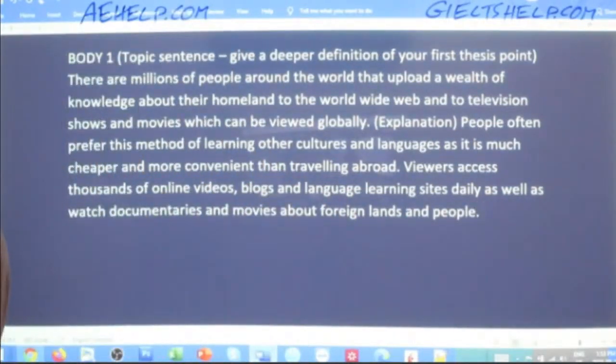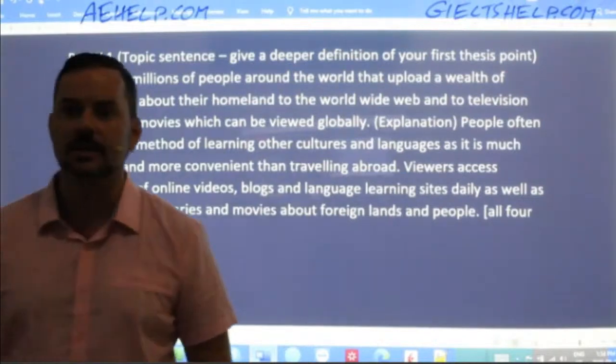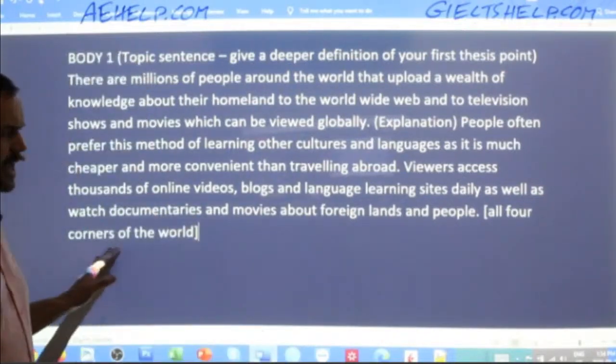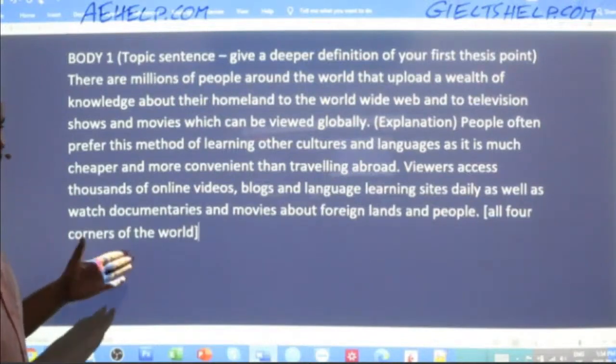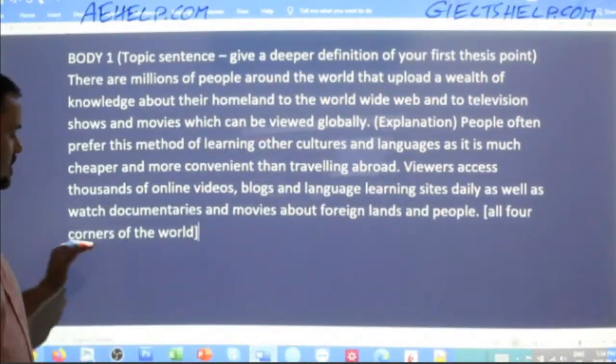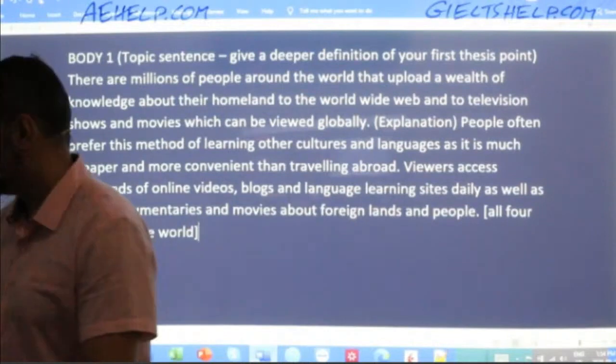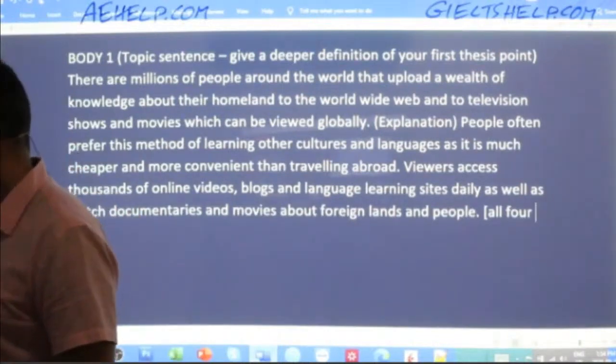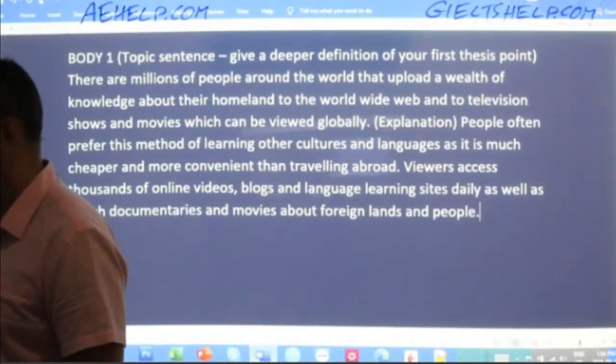Okay, so all 4 corners of the world. Not 4 directions, but 4 corners of the world. That would be the accurate English, so keep that in mind. But again, I wouldn't write that here. It's a little bit wordy, a bit awkward, but it's 4 corners of the world. Okay, just for your information.